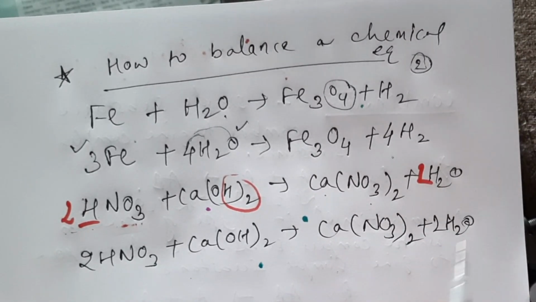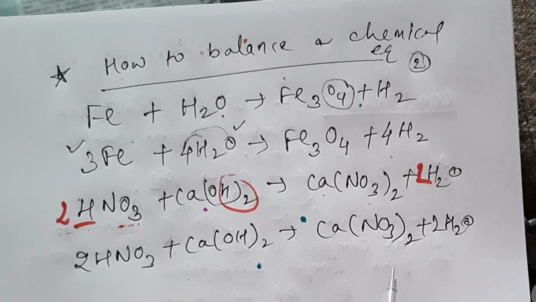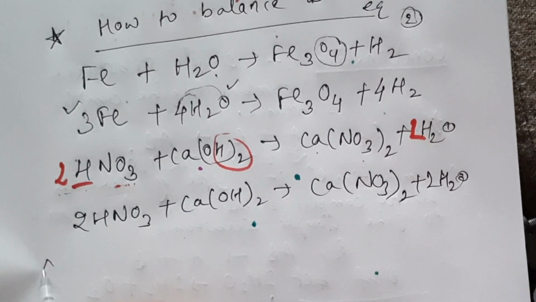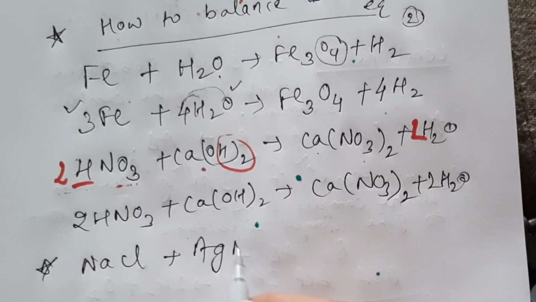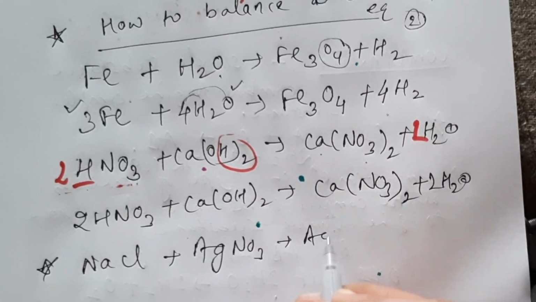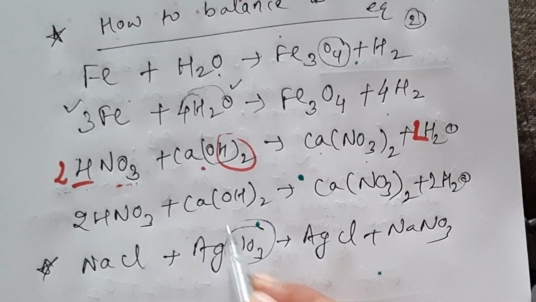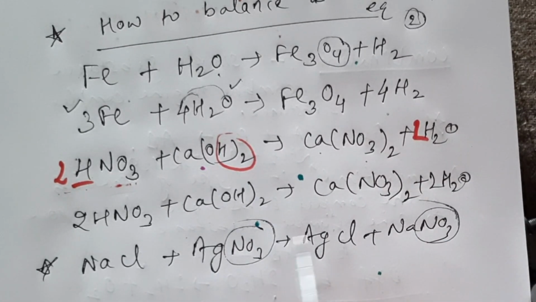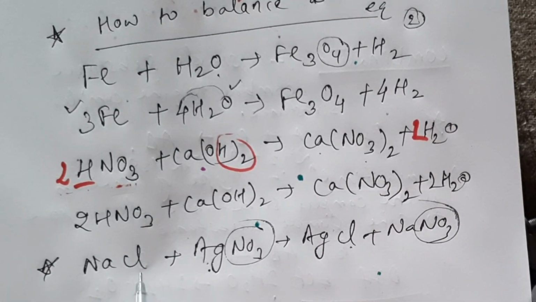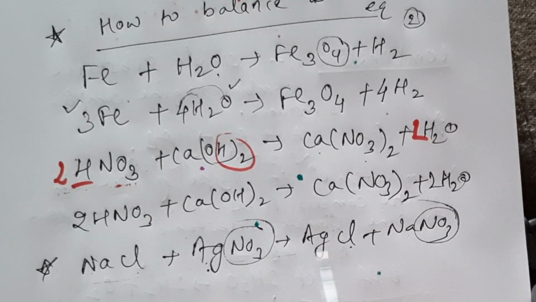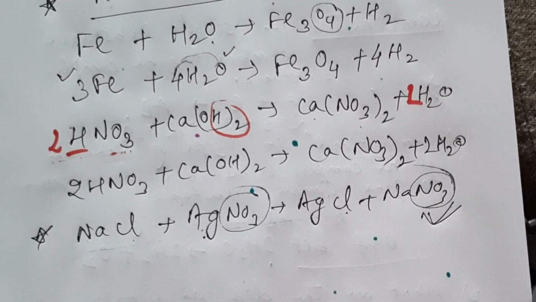This you can make by simple counting. Always start out with the bigger unit so that counting can be easy. Now one more example. NaCl will react with AgNO3 to give AgCl plus NaNO3. So here the bigger unit is NO3, both are ones only. Now Ag is once, Cl is once, Na is once. If we count out, all the numbers are the same. So this equation is already balanced, no need to balance.